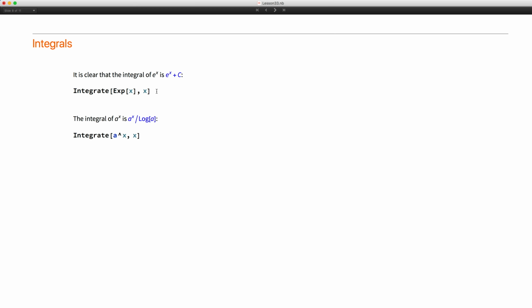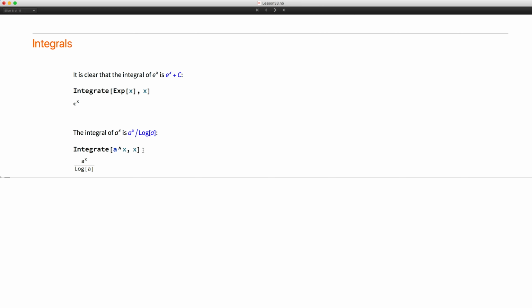How about integrals? Well, the integral of e raised to x is again e raised to x plus, of course, the constant c. But if you have a more general exponential function, a raised to x, then you get back a raised to x over the logarithm of a.